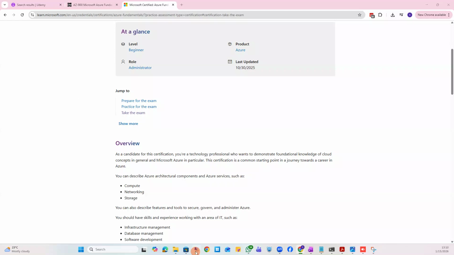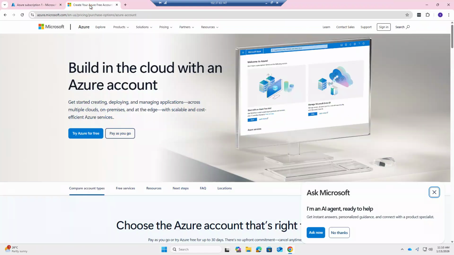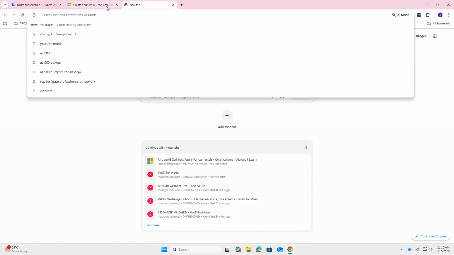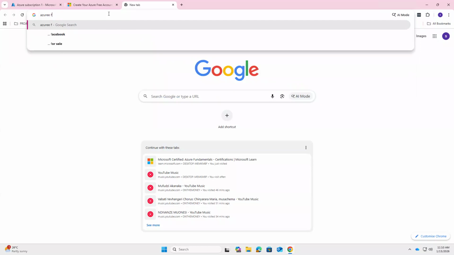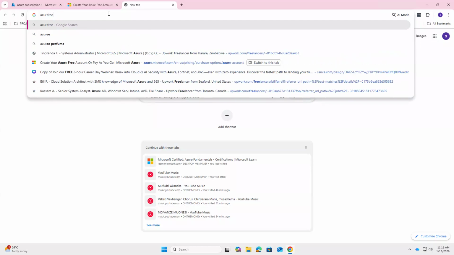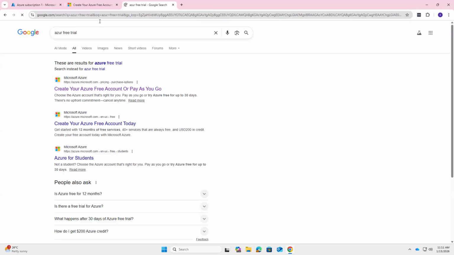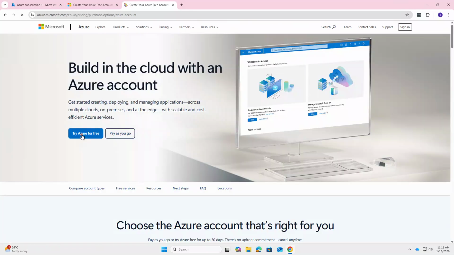Now, the very last thing that you should do is get an Azure free trial. All you need is an email address and a MasterCard or a Visa card. So go to Azure, just type Azure free trial, and once you type Azure free trial, click on try Azure free trial, go ahead and sign up for the free trial.